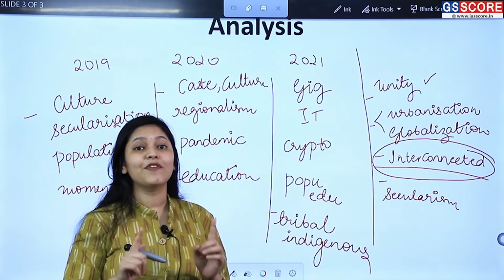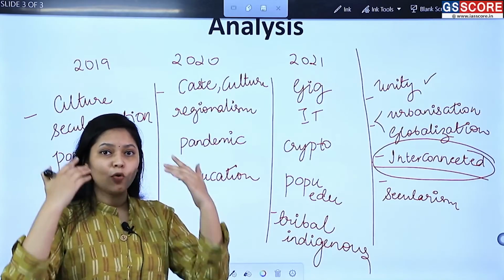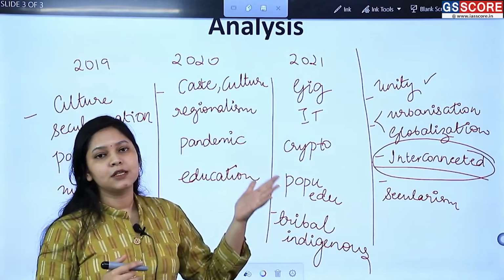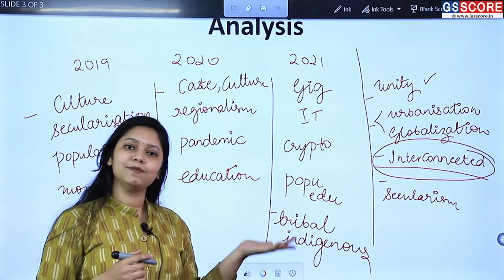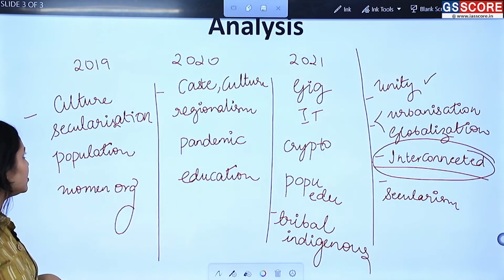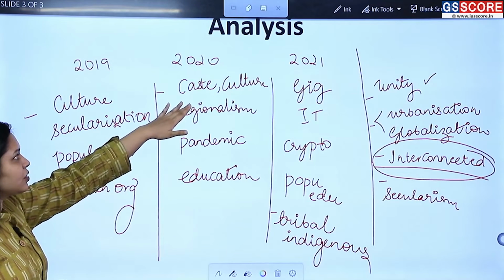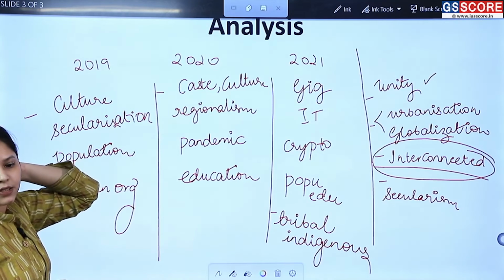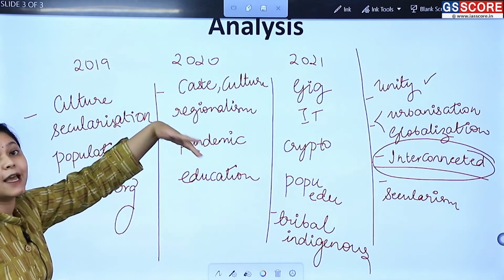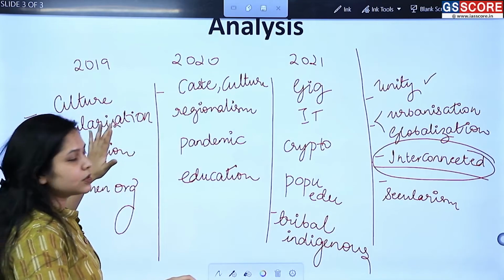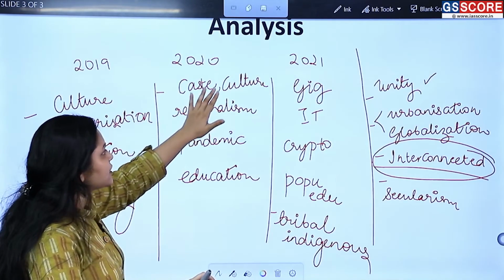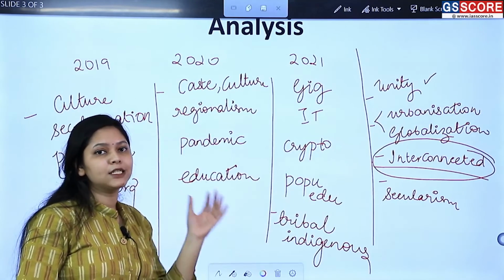So there is a sense of analysis. It is based on your own developmental understanding of the Indian society, coupled with a sense of conceptual clarity as to what is mainstream knowledge, what is tribal knowledge. So interconnectedness tends to become extremely important. For caste and culture, the 2020 question asked about the relevance of caste in the 21st century. As I mentioned, there is a dynamic approach to the different units of the syllabus. Earlier, they would have asked more of the static portion. Now it is more dynamic.